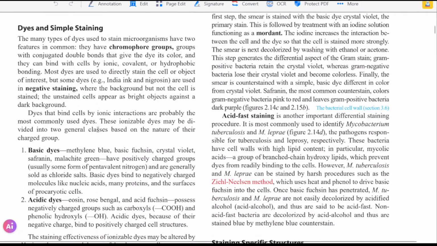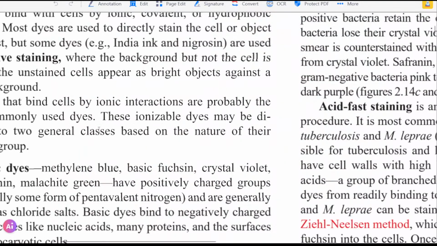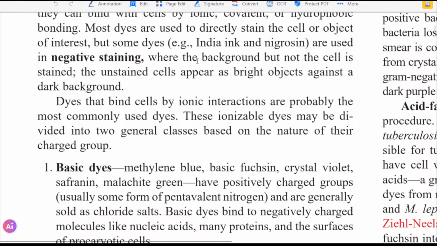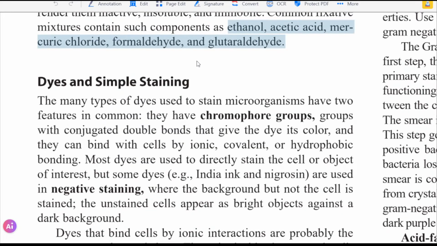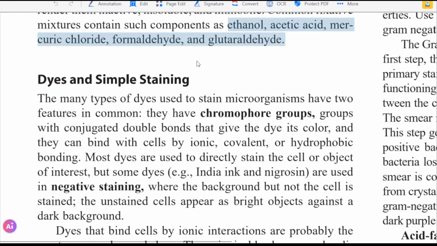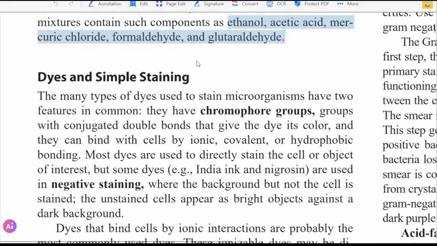So, dyes and simple staining. Now here comes the staining part. That was just the fixation part, making the cell attached and immovable, inactive. Here comes the visibility part, right? And for that we use dyes. First comes simple staining.